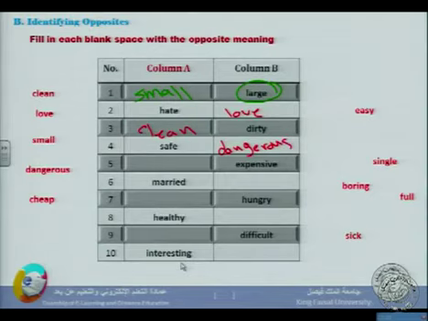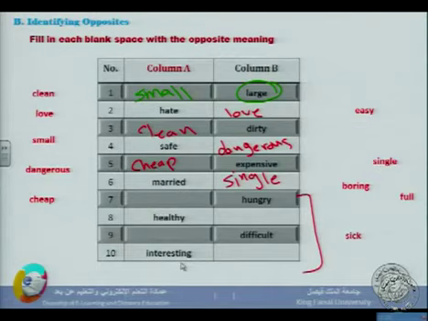Expensive معناها غالي. شو نقيضها؟ Cheap. Married means متزوج. شو نقيضها؟ Single. Hungry معناها جائع. شو نقيضها؟ You should know the rest of these sentences. Okay, you can use the dictionary to know the meanings of these 4 words. Okay, أنا أعرف. I've done 1 2 3 4 5 6 وأنت you should do 7 8 9 and 10. Okay, that's fair. هذا عدل.